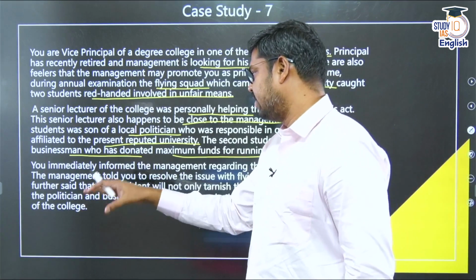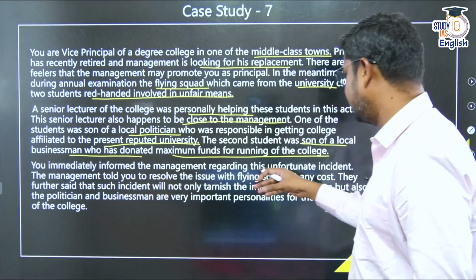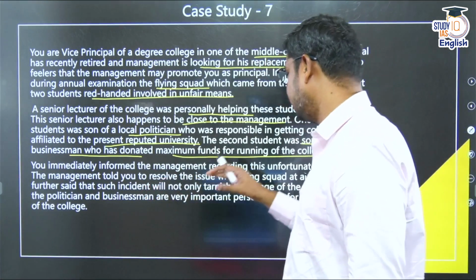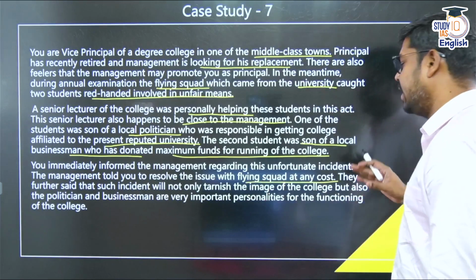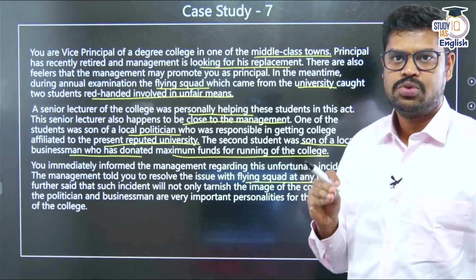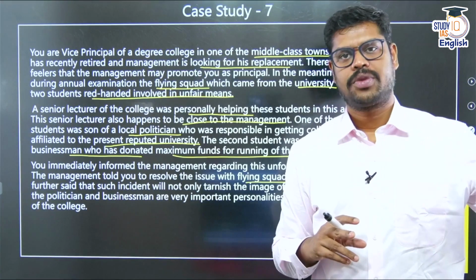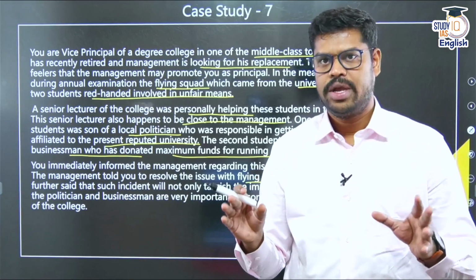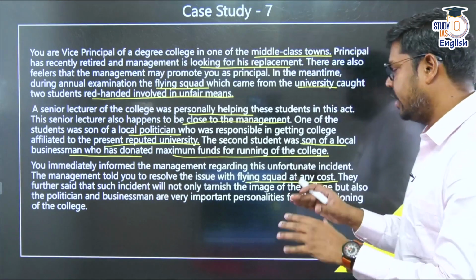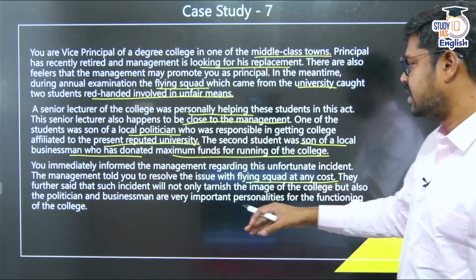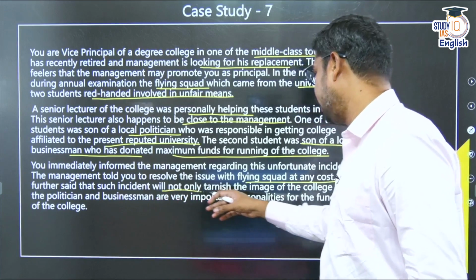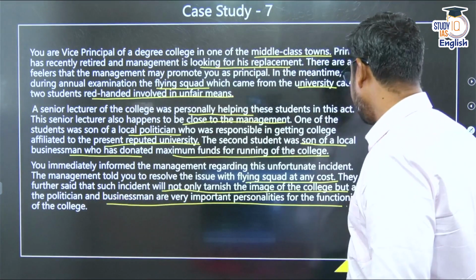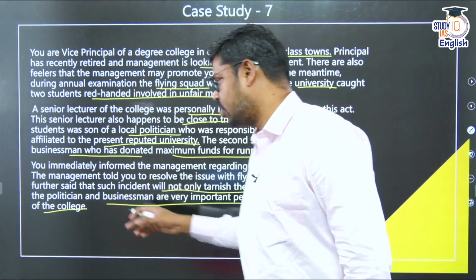You, that is the vice principal, have immediately informed the management regarding this unfortunate incident. The management told you to resolve this issue with the flying squad at any cost. That means the management is very clear: this news should not go out. Whatever way you take is up to you, but it should not go out, because they further said that such an incident will not only tarnish the image of the college, but the politician and the businessmen are also very important personalities for the functioning of the college.